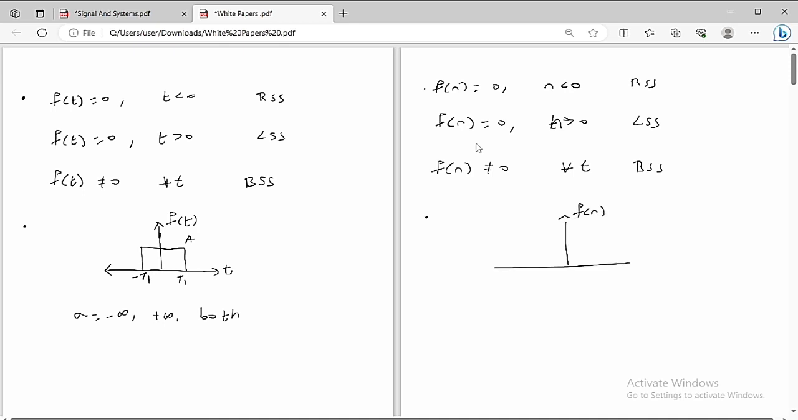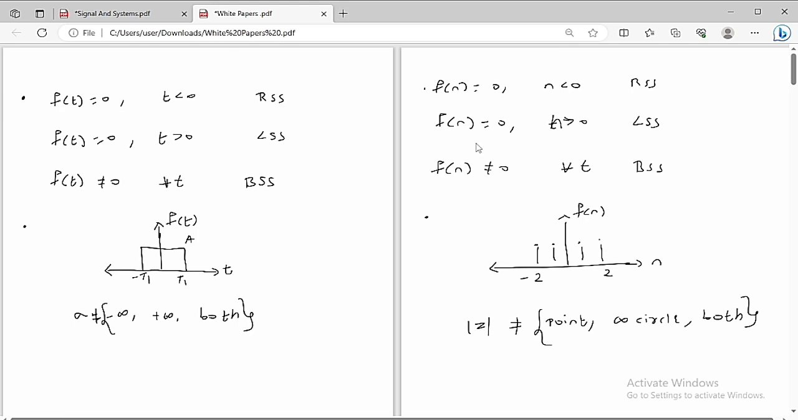So this is f of n. It has a finite amplitude and it is present only for a finite duration. Then the ROC for this will be the entire z-plane, excluding either the point circle or the infinity circle or both, based on the type of the finite signal present. So you can say the ROC is not including either the point circle or infinity, or both.